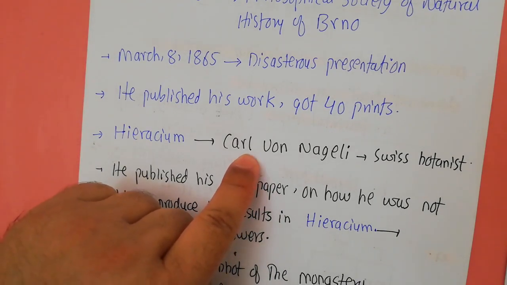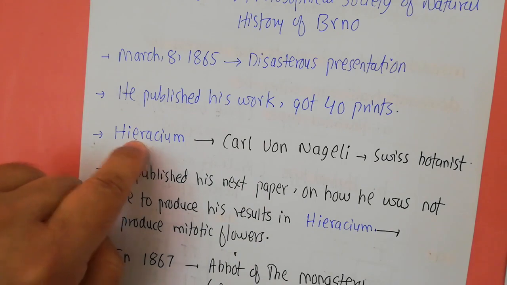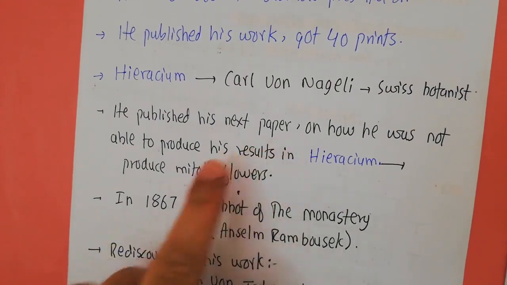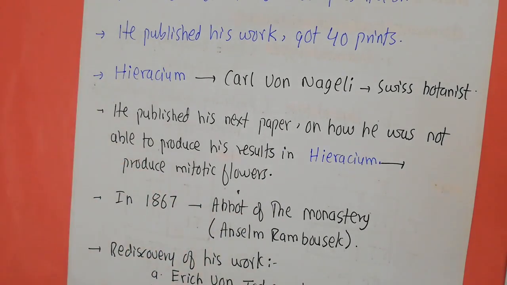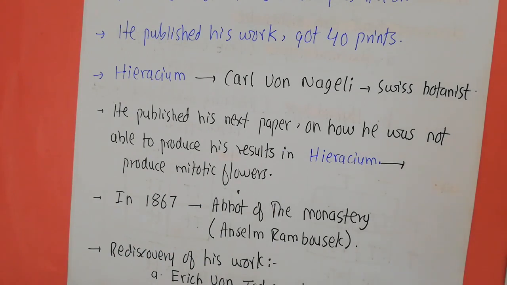Carl von Nageli told Mendel that he would accept the work if Mendel proved his result in Hieracium. Mendel started working on Hieracium, and he published his next paper on how he was not able to reproduce his result in the Hieracium plant. So as he was not able to reproduce his result, his work was not accepted by Carl von Nageli, Mendel's paper was set aside, and no one was able to believe the results that he got.